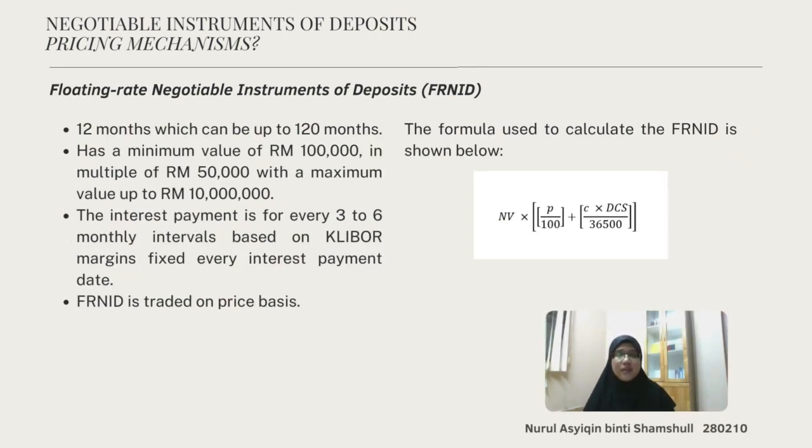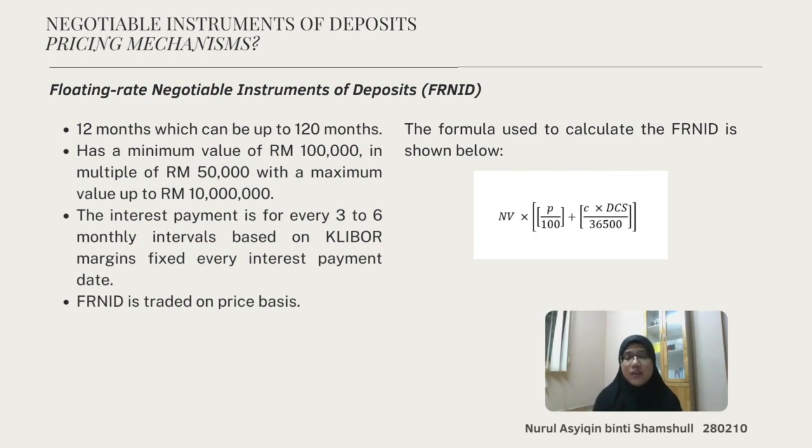The last category of NID is the floating rate negotiable instrument of deposit, FRNID. The tenor for FRNID must be at least 12 months and can be up to 120 months. FRNID has a minimum value of 100,000 ringgit in multiples of 50,000 ringgit, with a maximum value up to 10 million ringgit. The interest payment is at every 3 to 6 monthly interval based on CLIBOR plus or minus margins, fixed every interest payment date. FRNID is traded on price basis.